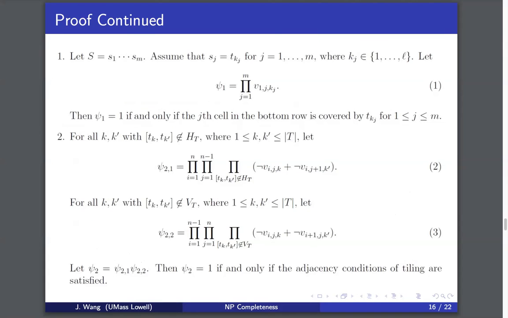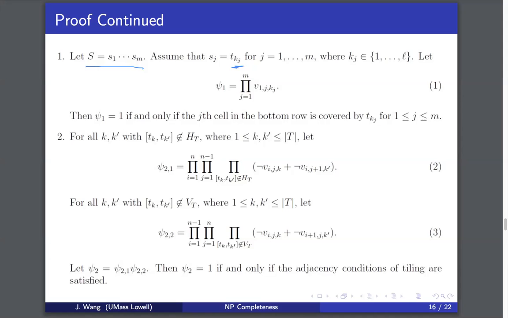So the first one, we represent the initial tiling. The initial sequence of tiles you are given is, let's say, capital S, which is S1 up to Sm. So this is your input. Assume that Sj is equal to T_kj. That means the kj-th tile.